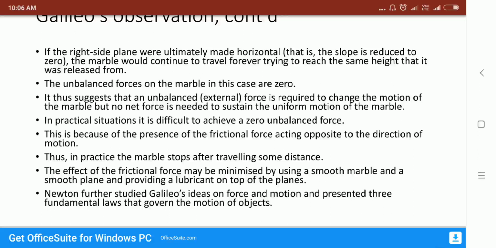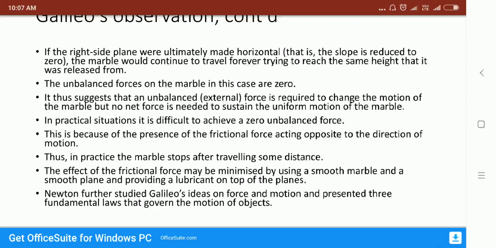So an unbalanced force is required to change the motion of the marble, but no net force is needed to sustain its uniform motion. Whatever its uniform, constant motion is, it will remain continuous. For that, no external force is required. If we want to change its motion condition, then only an external unbalanced force is required. But practically, it is not possible. Practically, the marble cannot move continuously over an infinite distance.